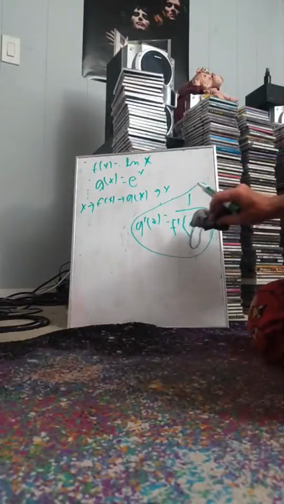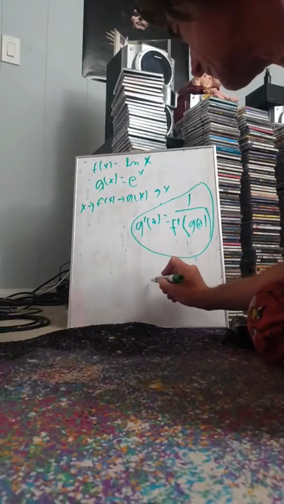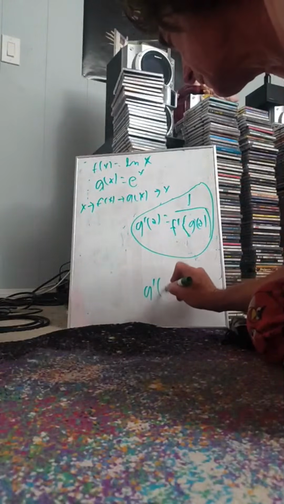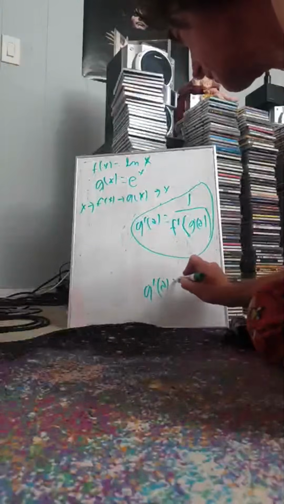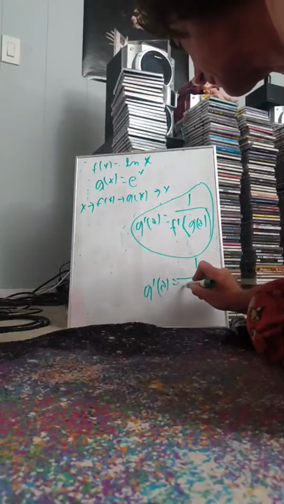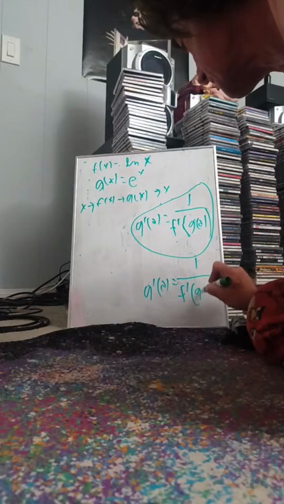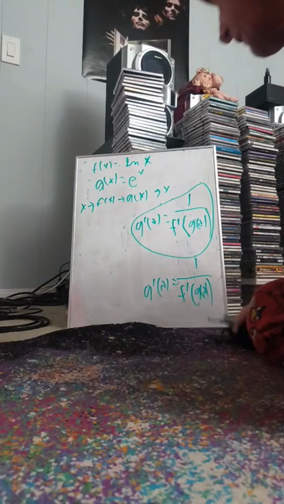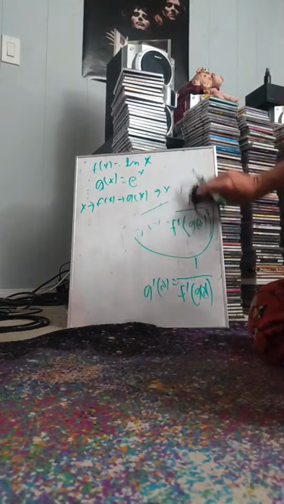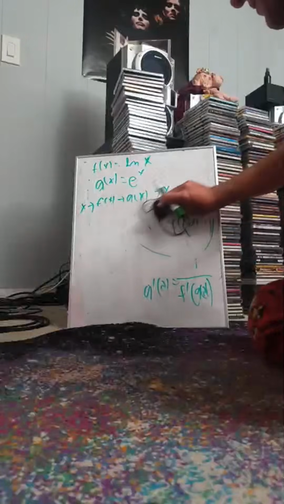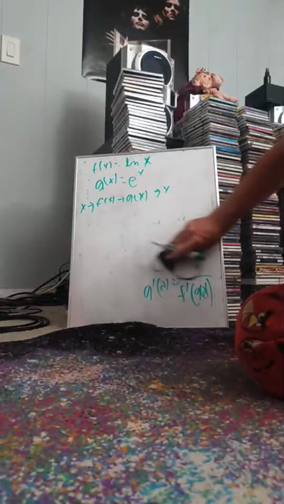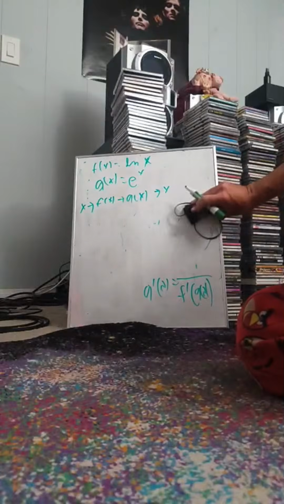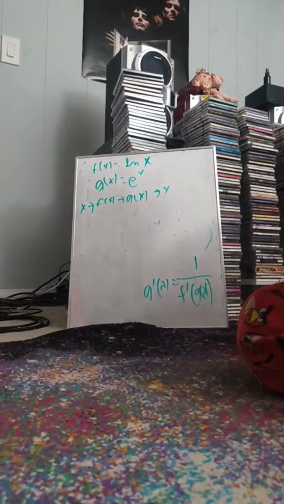Don't forget this formula. In fact, let's write it down here and then erase it up there. g prime of a equals 1 over f prime of g of a. Let's erase this because it didn't need to be that big right now.